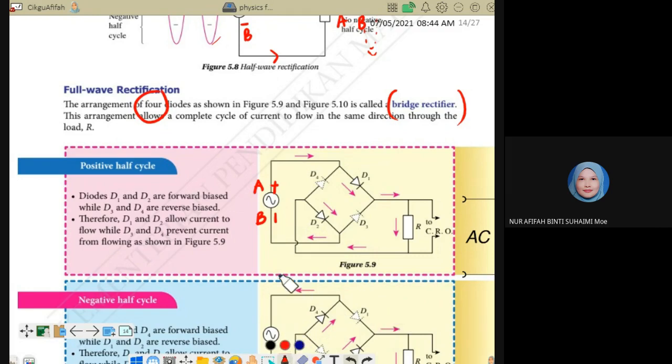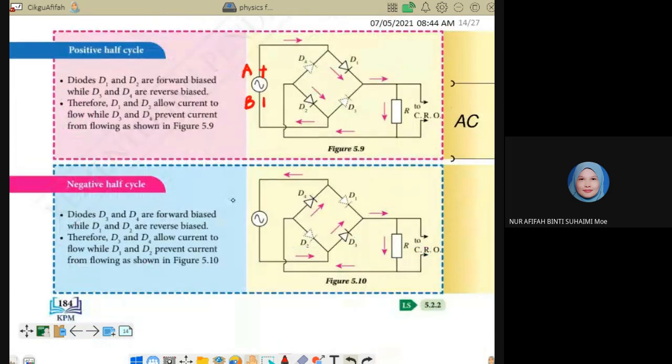Okay. And then for the negative half cycle, it is the same as before. It means that the current flows from B to A, from negative to positive. So from negative to positive, the voltage flows through D3 to R and then to D4. Okay, D3, D4, negative half cycle.